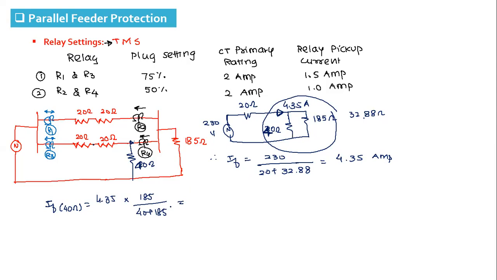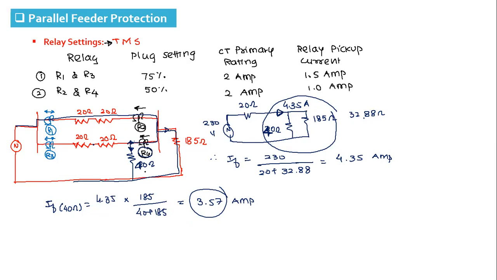So that current will be 4.35 into 185 divided by total 225. So that current will be 3.57 ampere that is passing through the relay R. Okay, when the fault occurs here, the current through the relay R4 is 3.57 and the remaining current, the difference between 4.35 and 3.57, will be flowing through the load. And this total current is going to be 4.